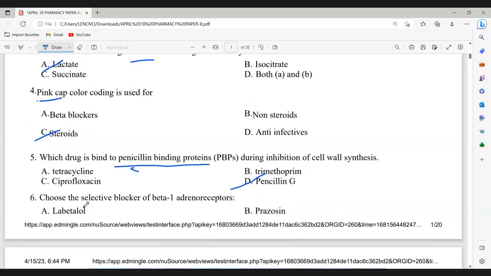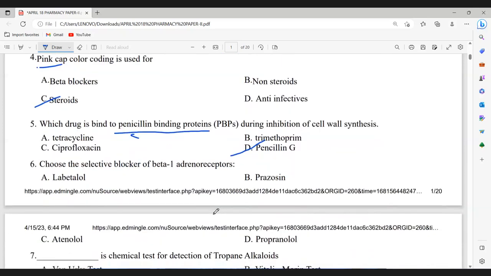beta lactam antibiotics. In the sixth question, choose a selective blocker of beta 1 adrenoreceptors. I need the answer from you. Then the last three classes: adrenoreceptor agonist, antagonist. I need the answer from you. Are you there? Choose the selective blocker of beta 1. Yes, correct. Atenolol is a selective beta 1 adrenoreceptor blocker.